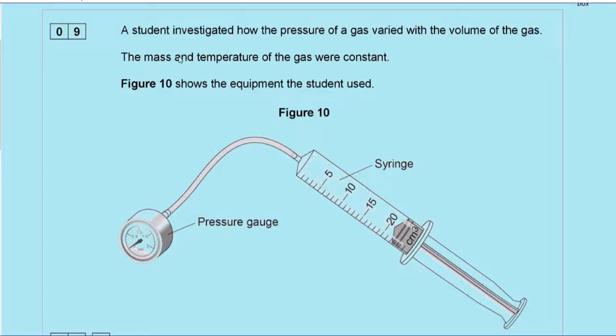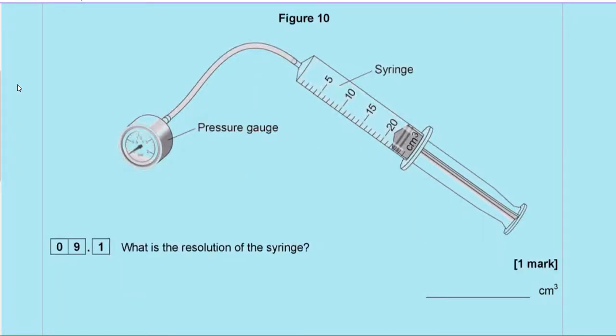what the pressure is. Okay, so first of all, the resolution of the syringe. So remember, resolution is the smallest difference that the instrument can read. Okay, so looking at our syringe, it should be quite clear that the smallest change that we could measure is 1 centimeter cubed.